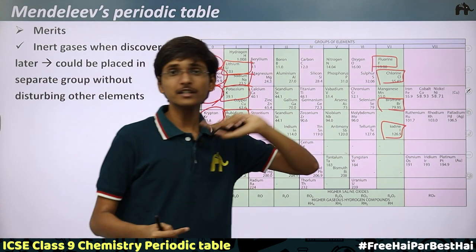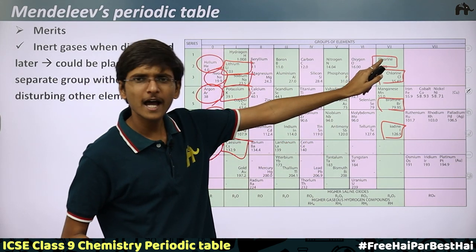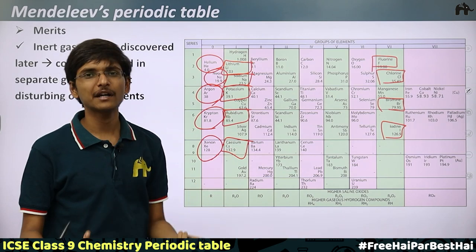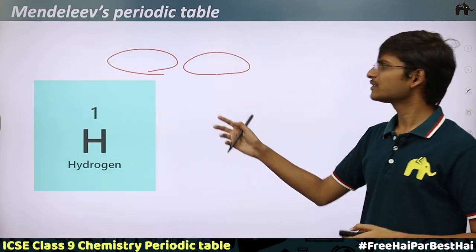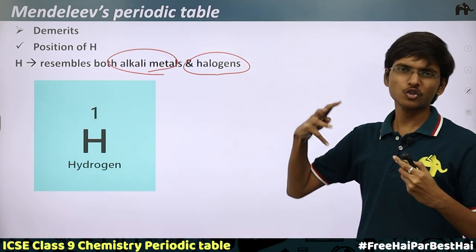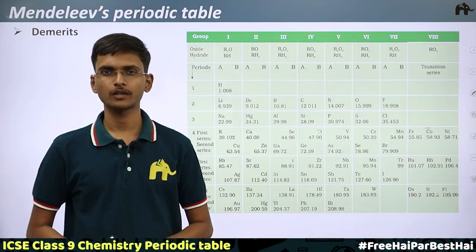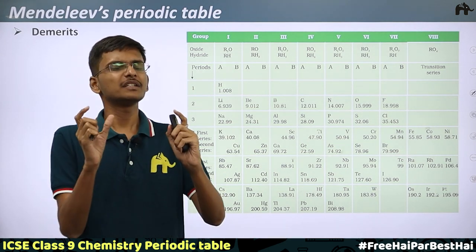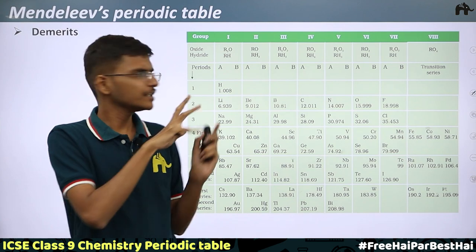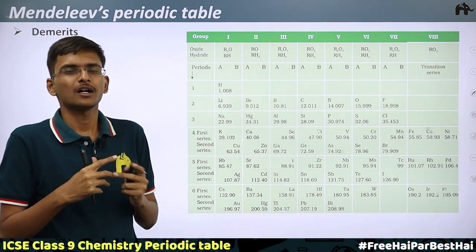And if you would place it in here with the halogens, alkali metals would feel bad. Right? So what to do? Because of this, Mendeleev couldn't give a solid position to hydrogen. Okay, so the next demerit of Mendeleev's periodic table is that we couldn't arrive at a conclusion to give a position to isotopes.